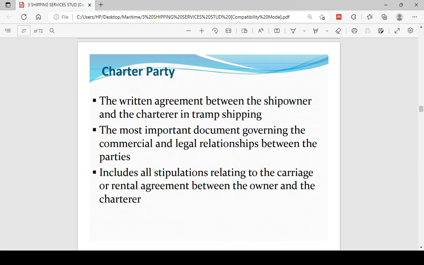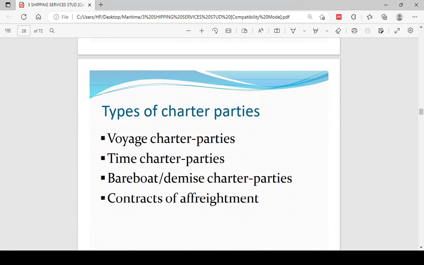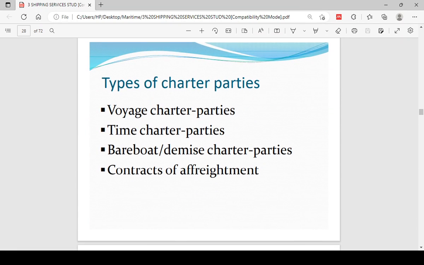The four main types of charter parties, we have the voyage, the time, the bareboat or the lease, and then you have the contracts of affreightment. The contract of affreightment is actually a hybrid between the voyage charter and the time charter. I will explain that later.